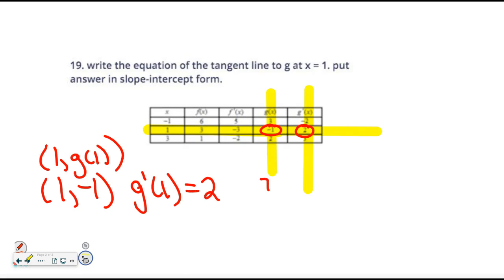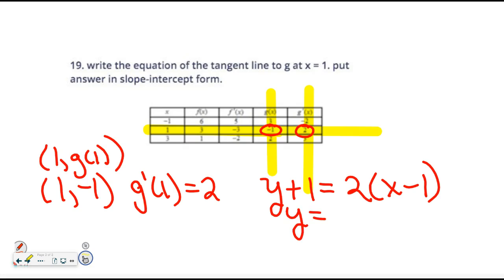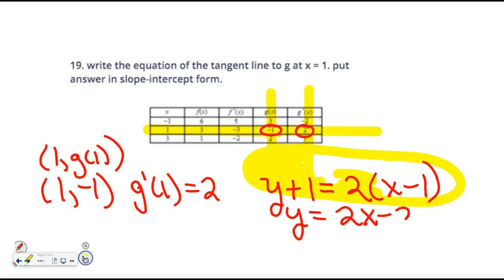So then we say y minus the y we know is equal to the slope there times x minus the x we know. And we get y is equal to, and you can leave this if it's an FRQ, but this was multiple choice and it was solved for y. So y is equal to 2x minus 2 minus 1. And you were supposed to have entered 2x minus 3.